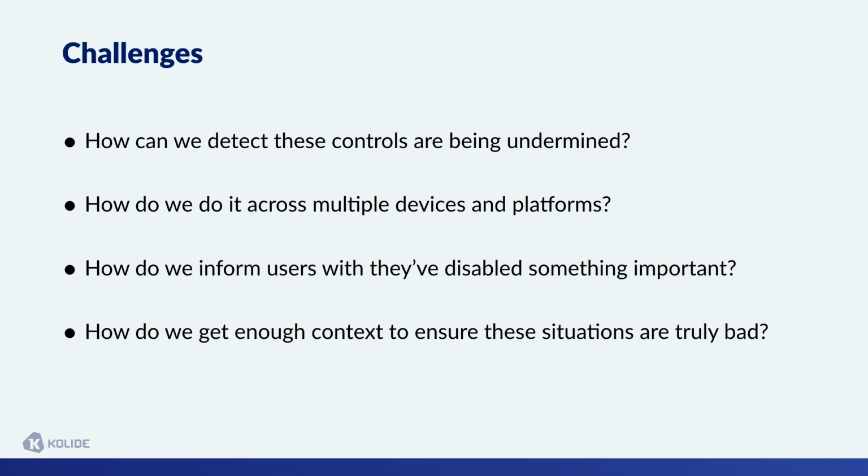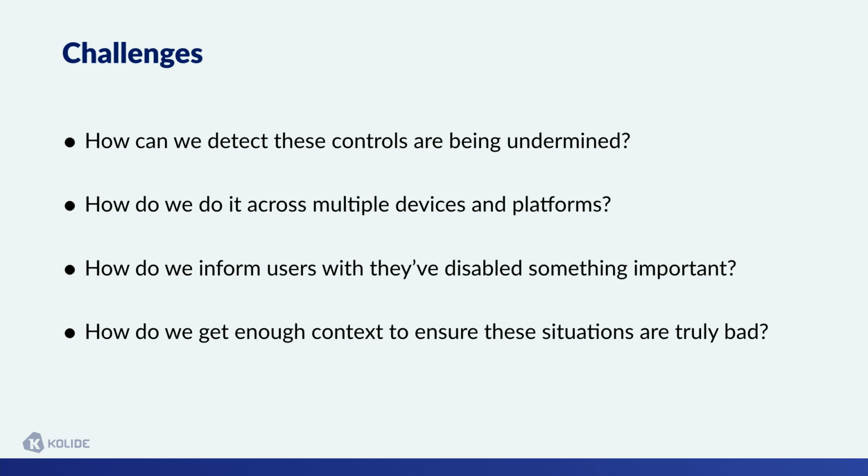So the challenge here is, okay, I've enumerated a lot of things. How can we detect these controls are actually being undermined? What is the evidence that it's actually occurring? How do we detect it across multiple devices and platforms so I don't have to deal with this on a one-to-one basis? If I have 300 devices, I'm just not going to have an opportunity to do that on a one-to-one basis. How do I even inform the users they've disabled something important? If I don't have the capability of enforcing it today, how do I even let them know? What's a way that's actually going to scale where I'm not going to be on the phone, playing whack-a-mole with this stuff for the next 4 years of my life?